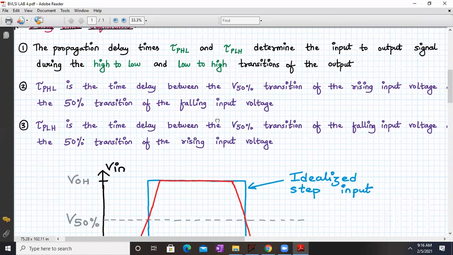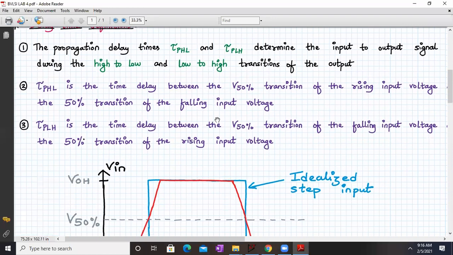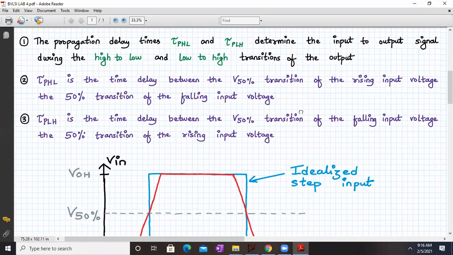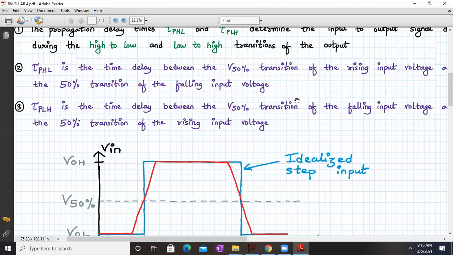Now, how is tau PHL defined? Tau PHL is the time delay between the 50% transition of the rising input voltage and the 50% transition of the falling output voltage. And tau PLH will be the time delay between the 50% transition of the falling input voltage and the 50% transition of the rising output voltage.